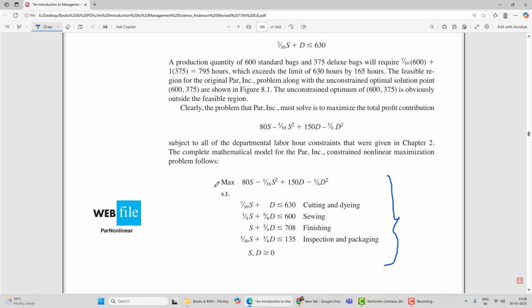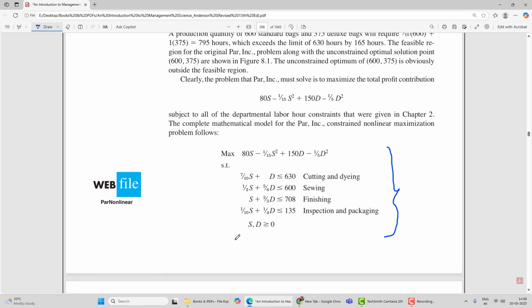And when you are in the exam, suppose this one comes, along with these non-negativity constraints, you have to mention that this is a non-linear equation, and you have to solve it accordingly in Excel. So this is the final answer for this particular problem. Thank you.